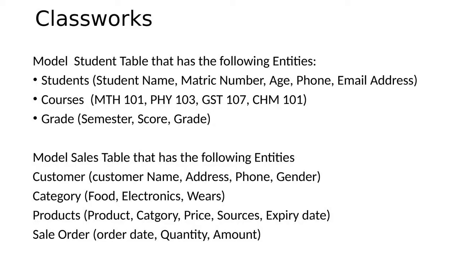What other information should we collect? Gender, matric number, department, date of birth, correct. Age. So let's take all these ones. Student name, department, date of birth, age, phone number, email address, matric number. I think it's about 7.